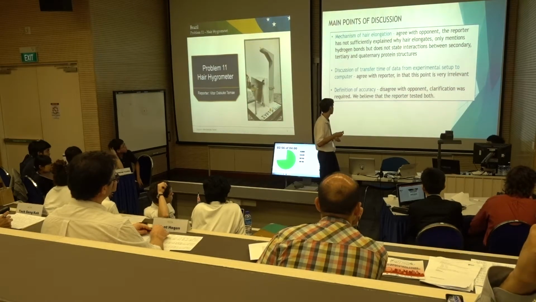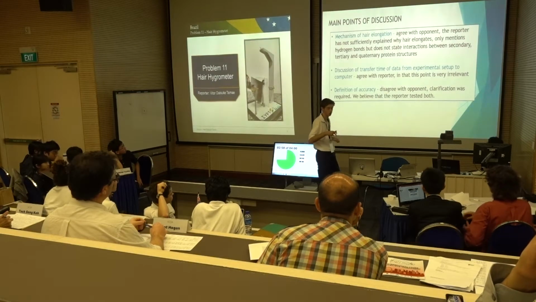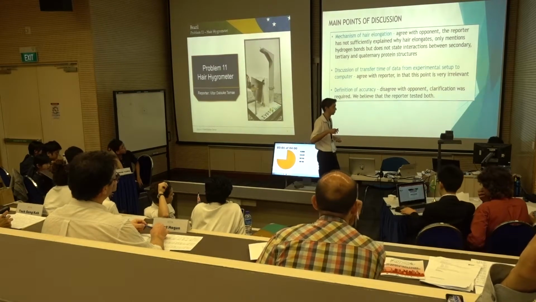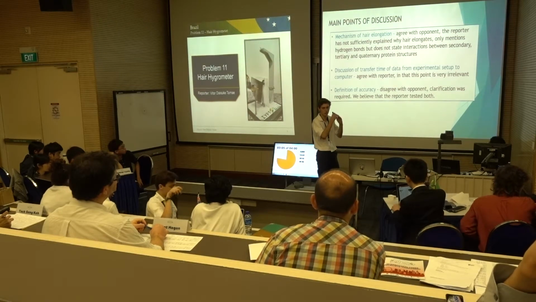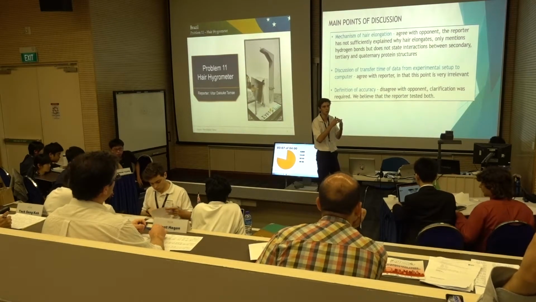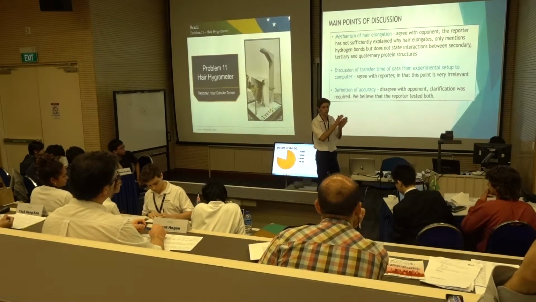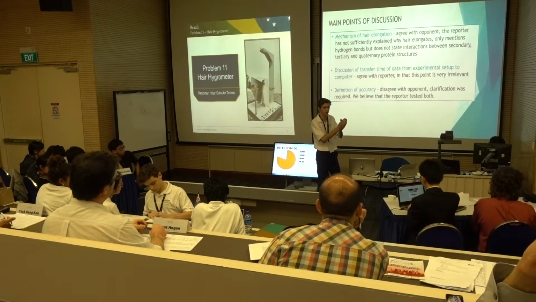And his definition of accuracy, I agree with the opponent, clarification was required, but I think the reporter did test both in that he had the error bars, which shows that he did test the precision, and he also showed the comparison to his other hygrometer, which compares the accuracy.